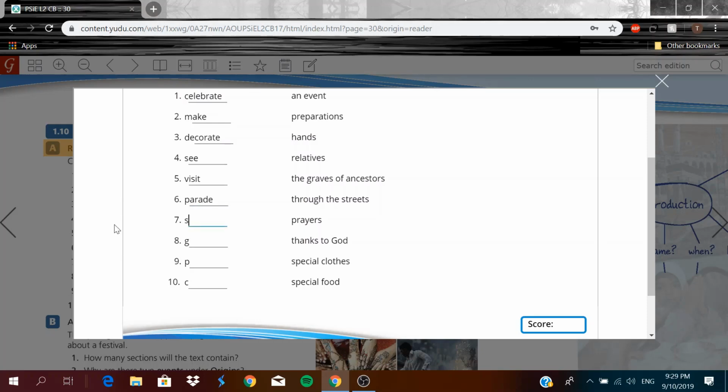And we have number 7, prayers. We can say prayers, right? So say prayers. 8, give thanks to God. So give thanks to God. 9, special clothes. So put on special clothes. And finally we have special food. So we have a C, so we can't say eat, so we'll say cook special food, okay?